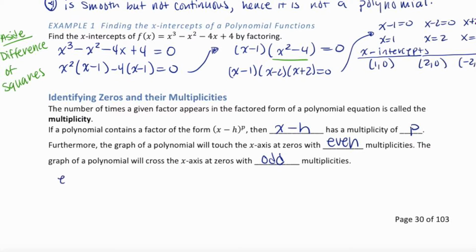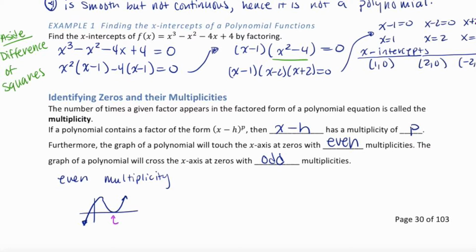So if we have an even zero or even multiplicity, this will be the part of the graph that touches right here. So this one would be even. It's just touching the x-axis.